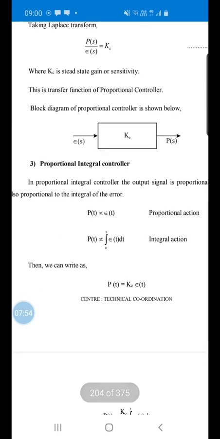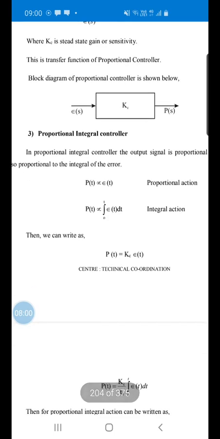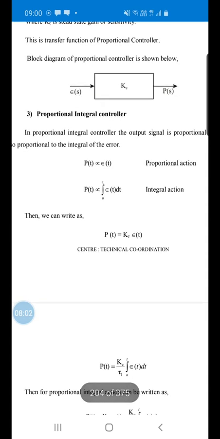Now if the integral action is added to the proportional, it becomes a proportional integral controller. So both actions are added. You can see the proportional action where P(t) is proportional to epsilon(t), and the integral action where P(t) is proportional to the integration of epsilon(t).